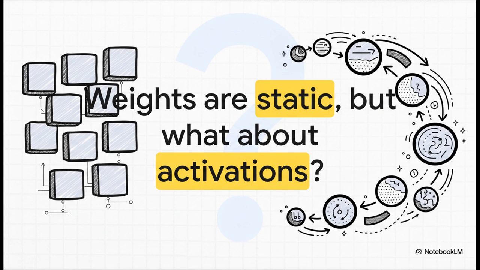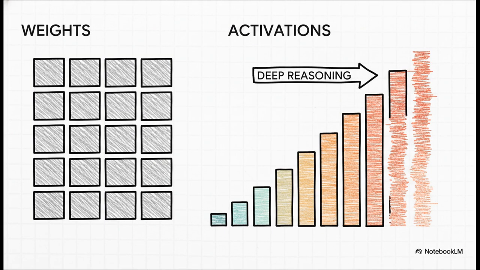But here's the thing. We've only been talking about half the story. The model's weights are static, right? They're set in stone after training. But what about the numbers that are actually flying around inside the model while it's thinking? What about the activations? This, right here, is the real frontier of difficulty. Activations are a moving target. They change with every single input you give the model.